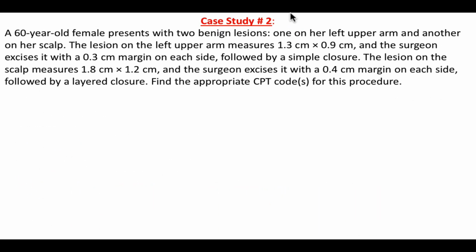Case number 2. A 60-year-old female presents with two benign lesions, one on the left upper arm and another on her scalp. The lesion on the left upper arm measures 1.3 times 0.9 cm, and the surgeon excised with a 0.3 cm margin on each side, followed by a simple closure.